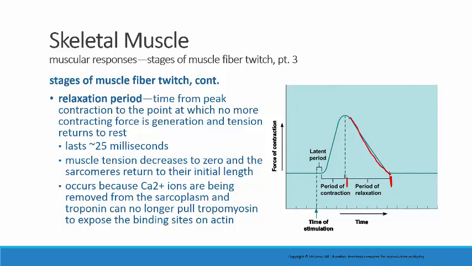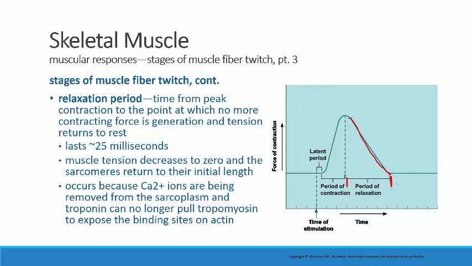And the relaxation period occurs because enough of the calcium ions have been removed from the sarcoplasm so that troponin can no longer pull tropomyosin away from the binding sites. So now the binding sites are blocked again. By the very end, the binding sites are completely blocked and no more cross-bridge attachments can be formed.